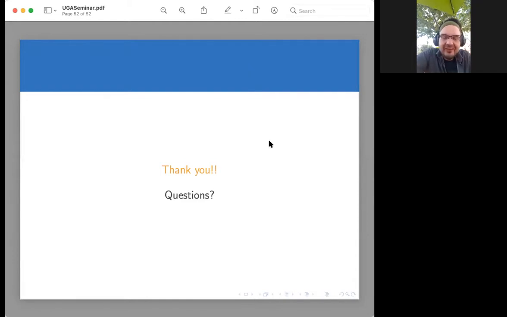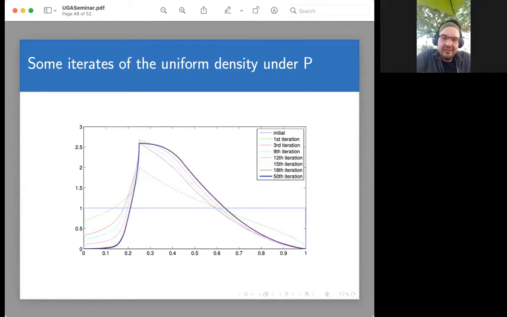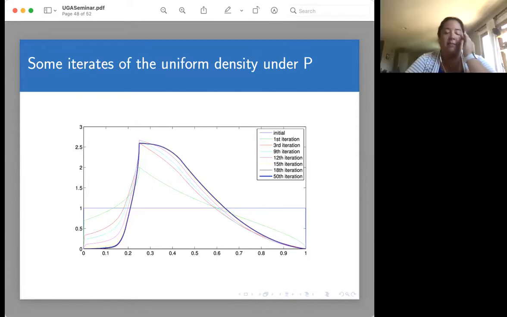One thing I was wondering is about this plot a while back where you started with the uniform distribution and got them converging to the shark fin. How do you generate all of those intermediate distributions? These aren't really density functions; these are really generated from histograms.